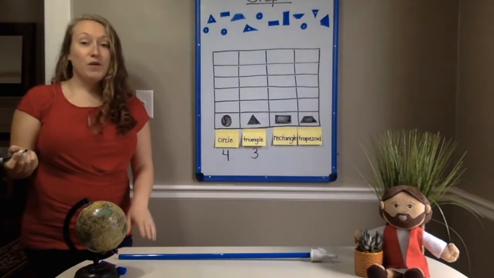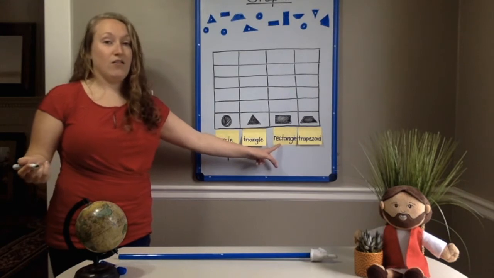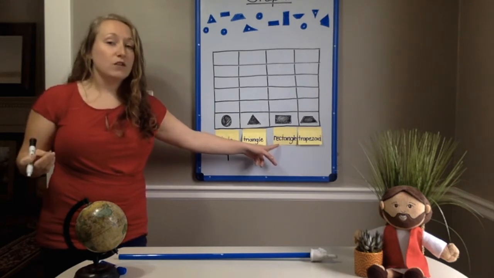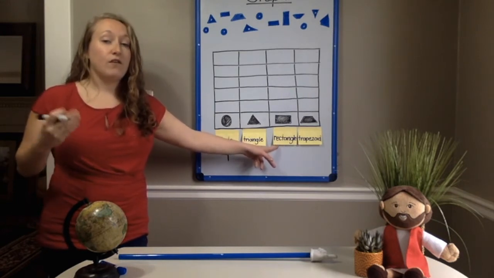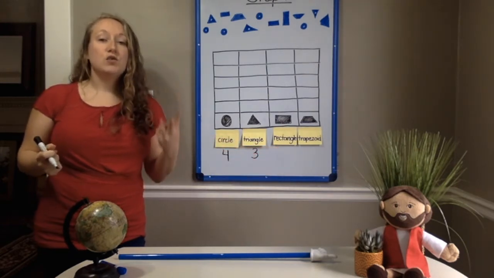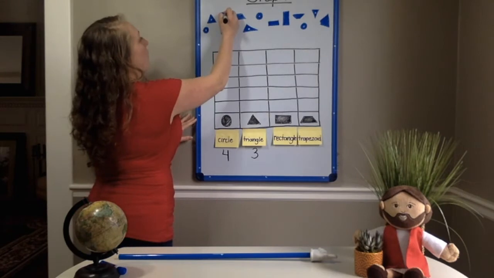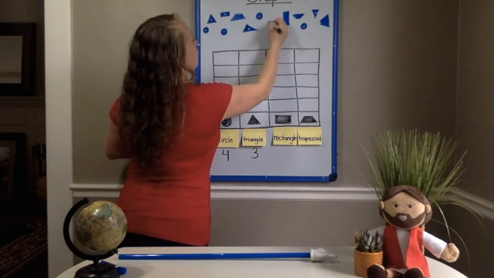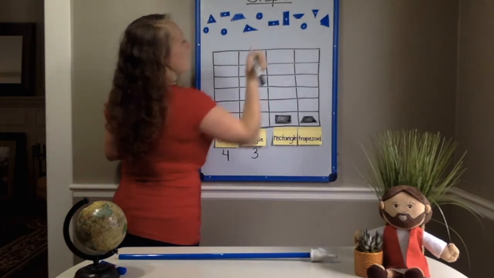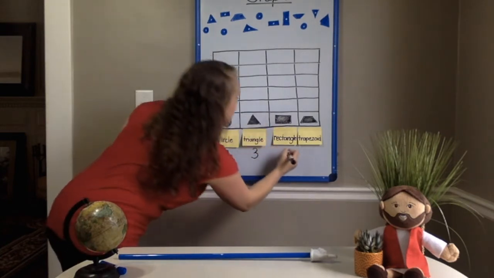The next shape that we're going to count up is the rectangle. Remember, a rectangle kind of looks like a square, except that instead of having 4 equal sides, it has 2 short sides and 2 long sides. 1, 2, 3. Ooh, I also have 3 rectangles.